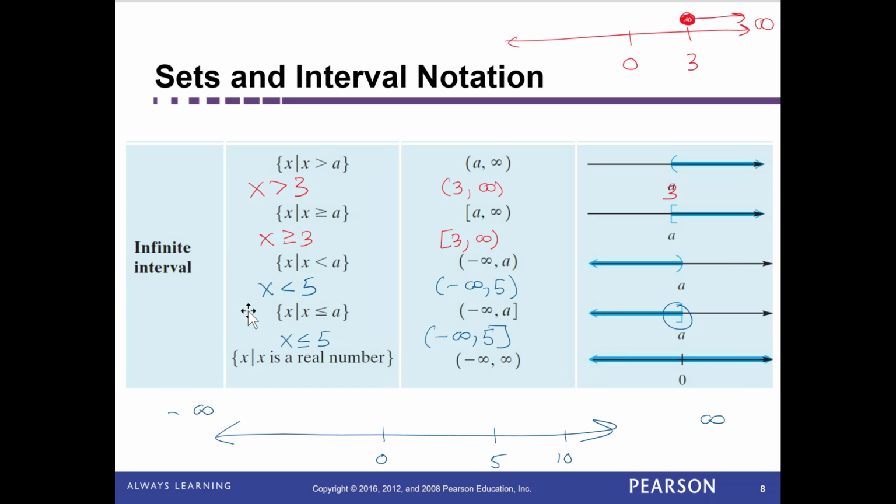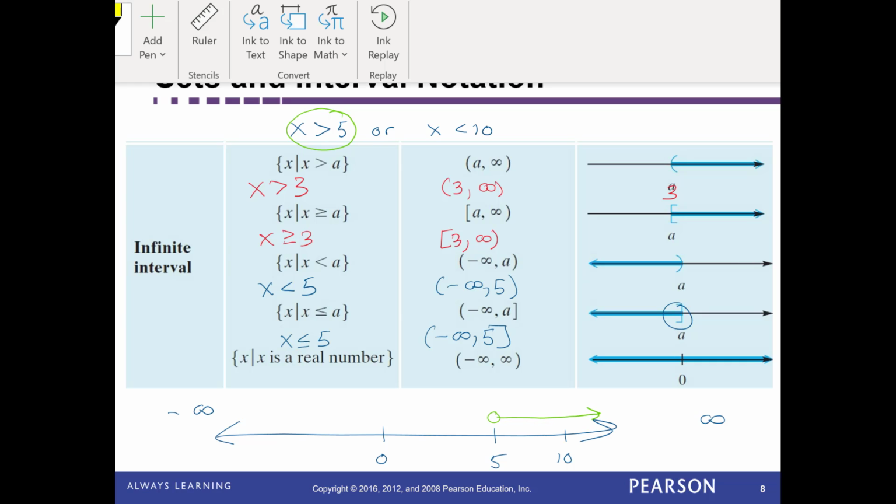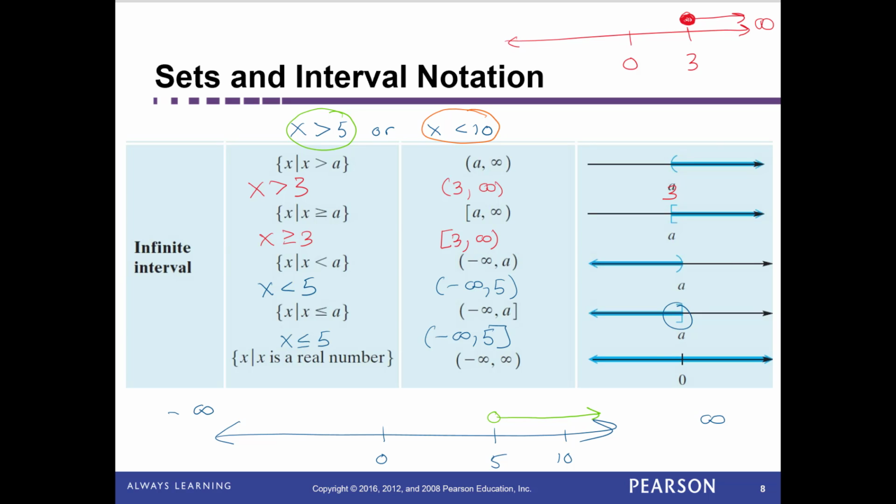How you might see this, where you have all real numbers in a disjoint interval, if you had something like this that said x is greater than 5 or x is less than 10. If I was writing that on the number line, x is greater than 5, it would look like this on the number line, everything to the right of 5. If I was writing this x is less than 10 on the number line, it would look like this, and it would be everything that is to the left of 10. If I was doing a disjoint interval, x is greater than 5 or x is less than 10.